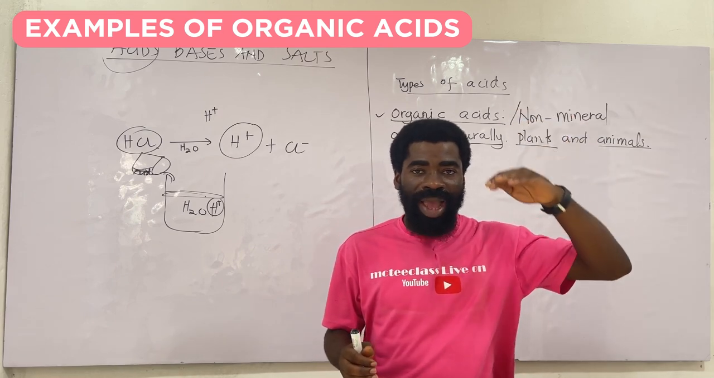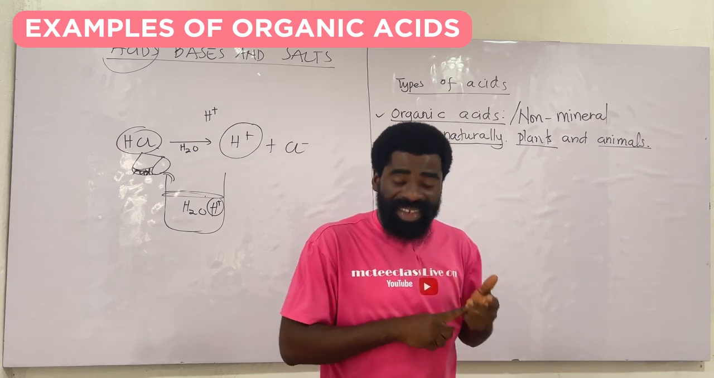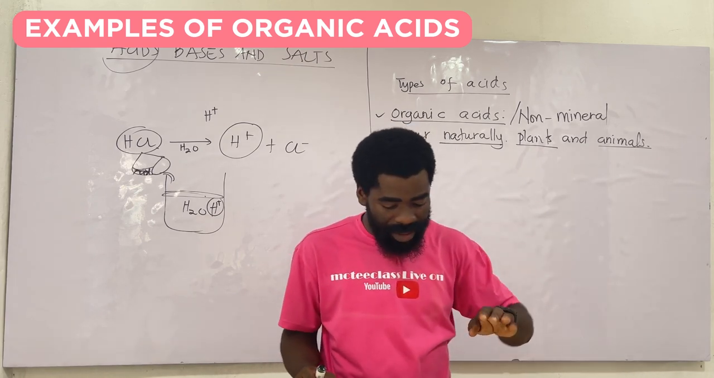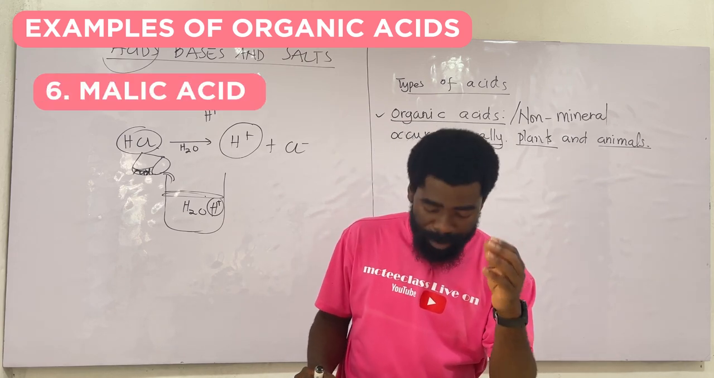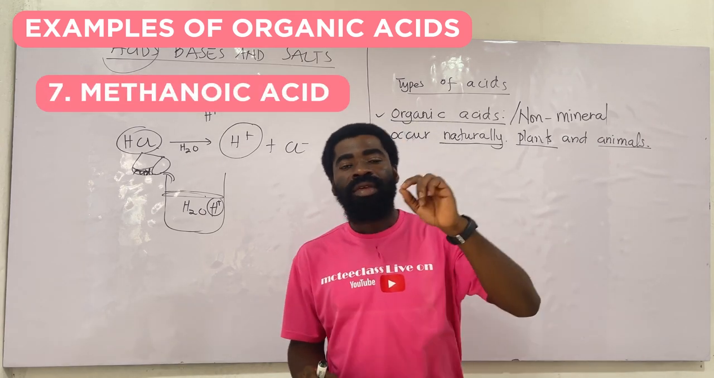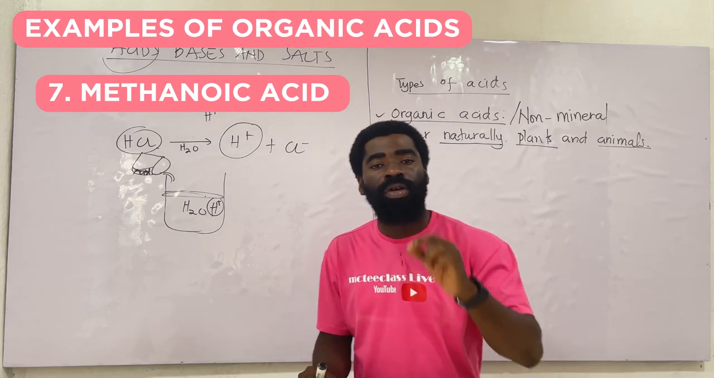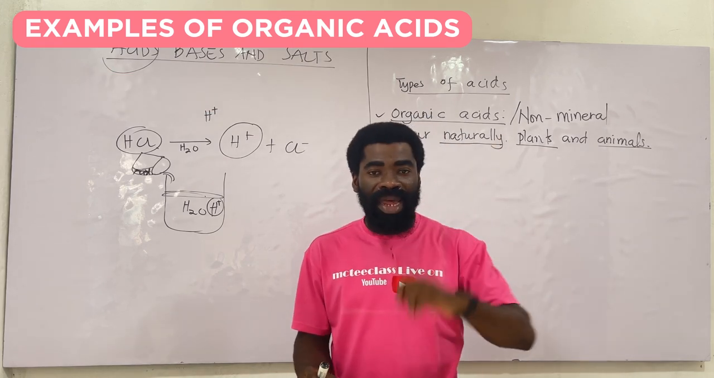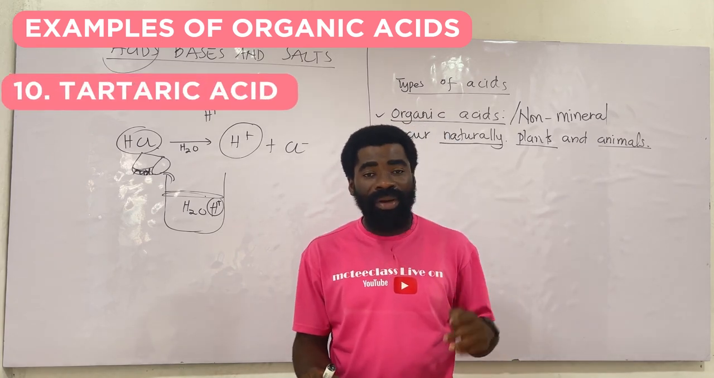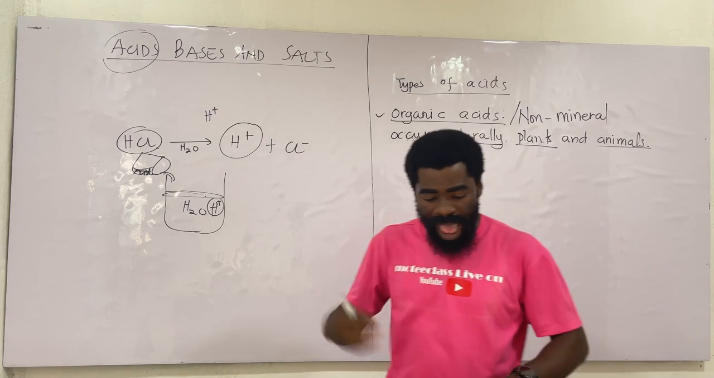So I'm mentioning the types of organic acid we have: ascorbic acid, citric acid, hydrochloric acid, and lactic acid from milk, breast milk and sour milk. Then we have malic acid from apple, banana, beans, peas. All these things contain acids. Then we have methanoic acid. If an ant or a bee has ever stung you, the sting is painful because they introduce methanoic acid into your system. Then we have palmitic acid from palm oil, tannic acid from tea, and tartaric acid from grapes. All these are organic acids.